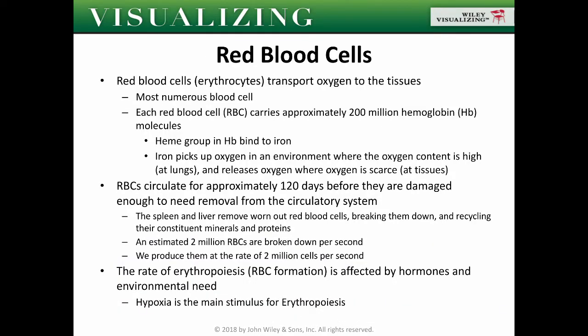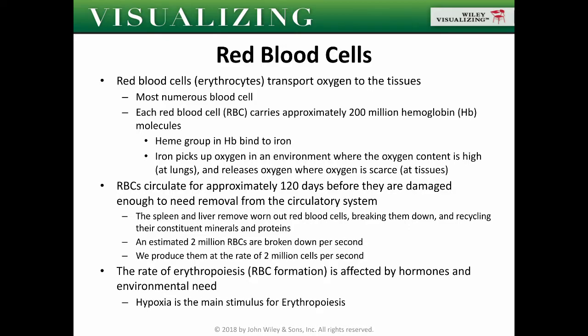Okay, now how about the red blood cells? The red blood cells, or the erythrocytes, transport oxygen to the tissues. They are the most numerous blood cell. Each red blood cell carries approximately 200 million hemoglobin molecules. And as we discussed in the previous lecture on the respiratory system, each hemoglobin can carry 4 oxygen molecules. The heme group in the hemoglobin binds iron, which picks up the oxygen in the lungs.